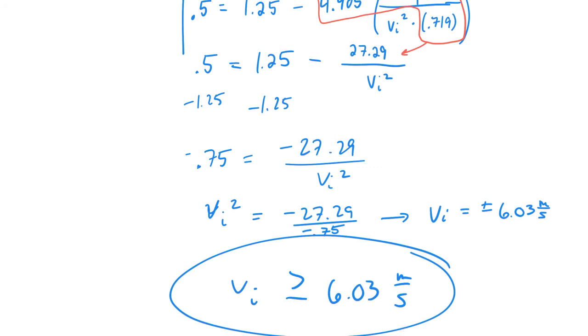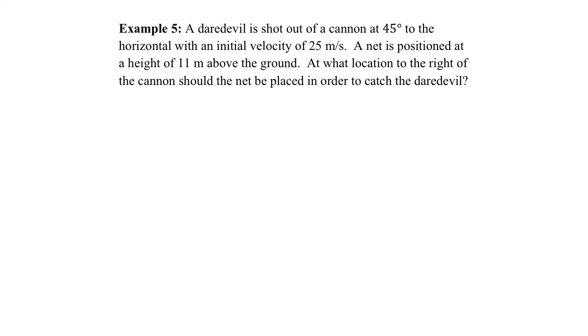Yeah. I want to begin this last problem here. Number 5 says a daredevil is shot out of a cannon at 45 degrees to the horizontal. 45 degrees is a good angle we're going to use. We've already talked about it. You guys have already seen it in your lab when you tried to find maximum range. So consider that concept. 45 degrees to the horizontal with an initial velocity of 25 meters per second. A net is positioned at a height of 11 meters above the ground. At what location to the right of the cannon should the net be placed to catch the daredevil, the acrobat? It's like if you go to a circus, you would see this.